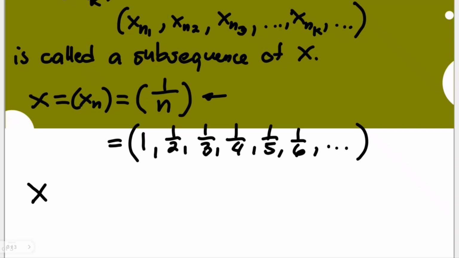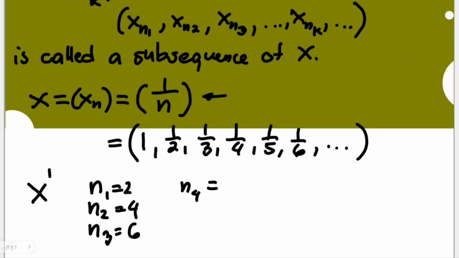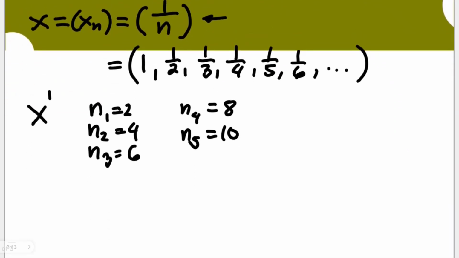We could come up with a subsequence of this given sequence by identifying a certain criteria on the natural numbers that we are going to pick. Let's say we pick the terms where our n are all even. Let's say our n sub 1 is 2, n sub 2 is 4, n sub 3 is 6, n sub 4 is 8, n sub 5 is 10. If we do it like that, you will have here the elements of the new sequence using these values.